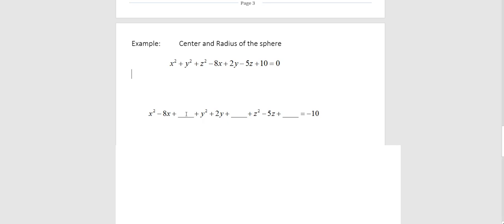Then we add the term that completes this trinomial square, and we add the term here, and the term here. Half of negative 8 is negative 4. You square that, it is 16. Half of 2 is 1. You square that, you get 1. Half of 5 is 5 halves. You square it, you get 25 fourths. And we add to both sides, and we end up with the equation of our sphere.